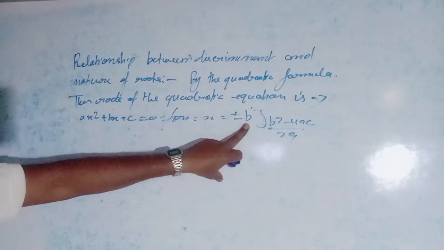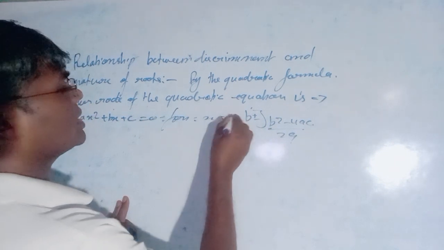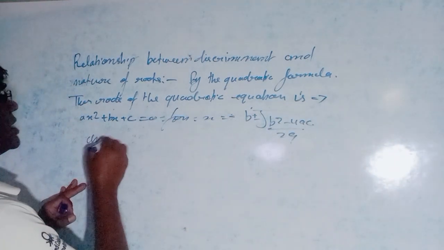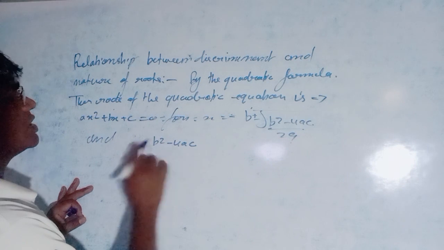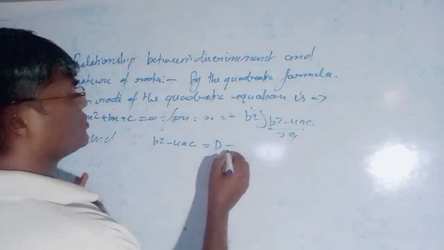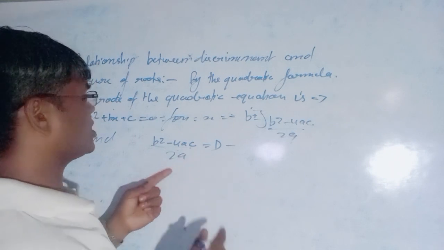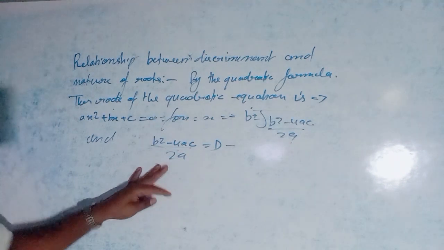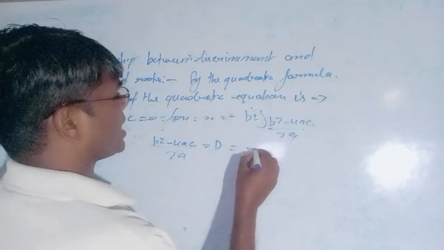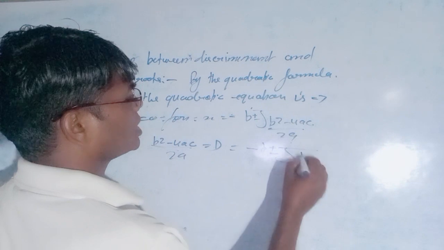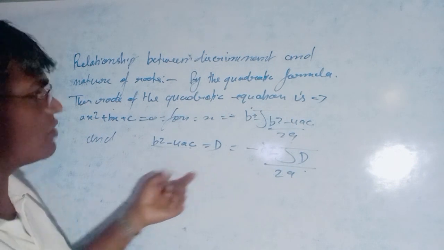Here there is the plus and the minus, and also b² − 4ac is equal to D. So the roots are x = (−b ± √D) / 2a, where b² − 4ac is said to be the discriminant. D stands for discriminant.